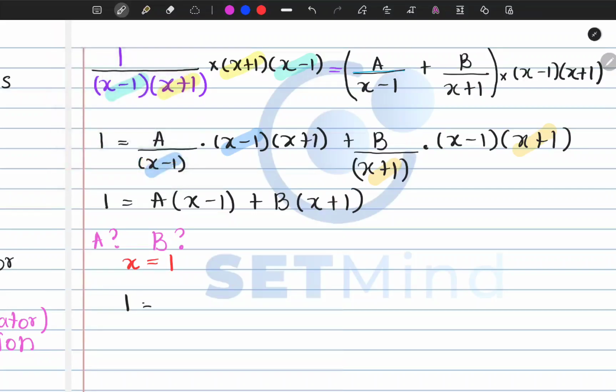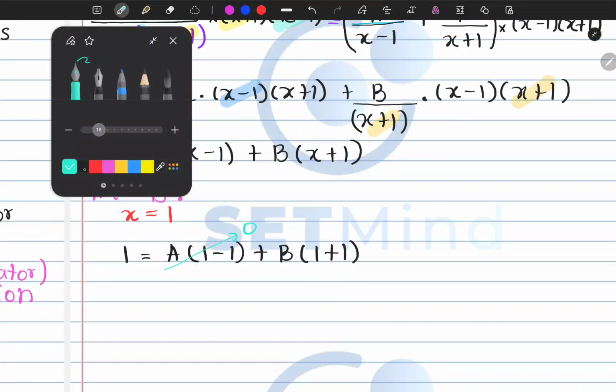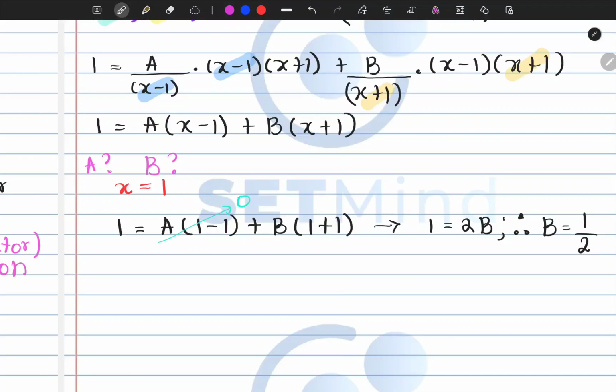When I put in x is 1, I get 1 equals a into 1 minus 1 plus b into 1 plus 1. And if you look carefully, this term here will end up being 0 because of the 1 minus 1. So we are left with, if you look carefully, 1 equals 2b. And when you divide, you should be able to see that our b will be 1 over 2. So we're done. We have our b. We can now go and figure out our a. So let's quickly put our b here. Our b is 1 over 2.